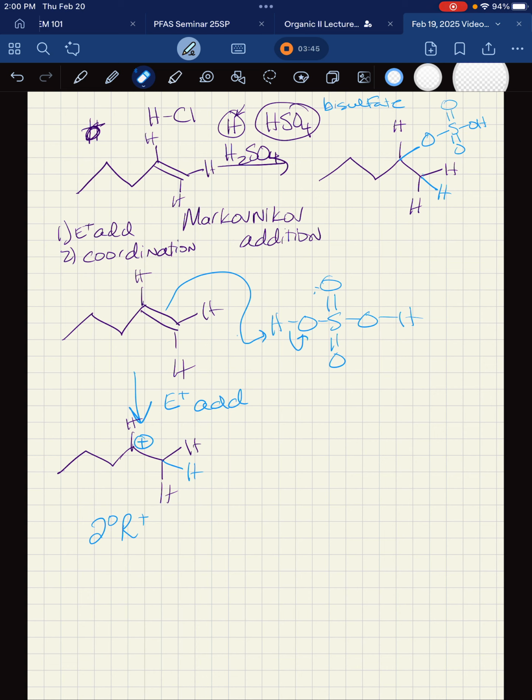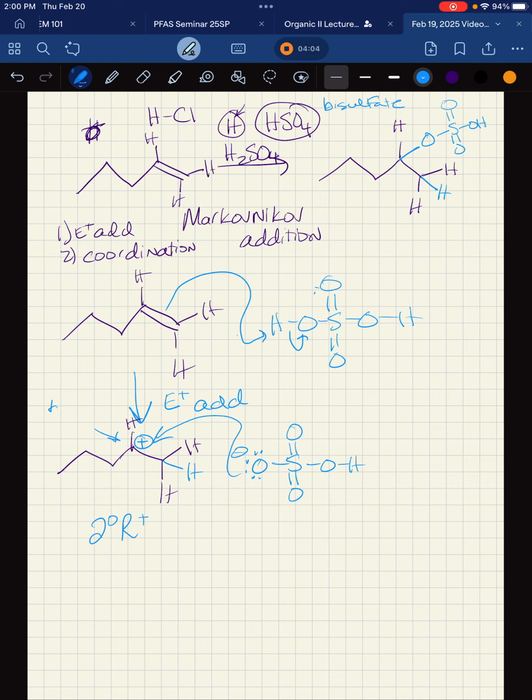And now the nucleophile that we've created is going to look like this. Again, it's going to be that bisulfate anion. And that's going to attack here. Since this is trigonal planar, the carbocation is sp2 hybridized. The bisulfate can go either top or bottom attack. So we're going to draw this both ways. So this will be coordination.